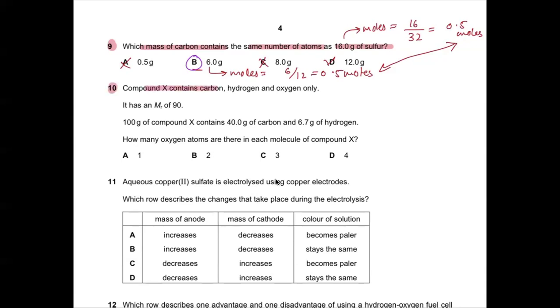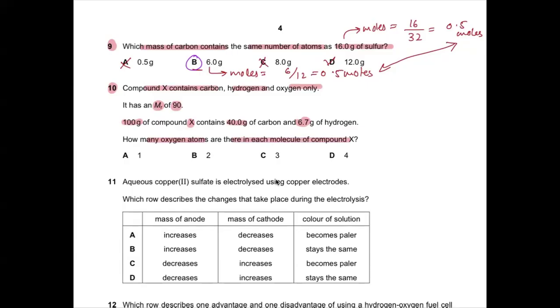Compound X contains carbon, hydrogen, and oxygen only. It has an MR of 90. 100 gram of compound X contains 40 gram of carbon and 6.7 gram of hydrogen. How many oxygen atoms are there in each molecule of compound X?